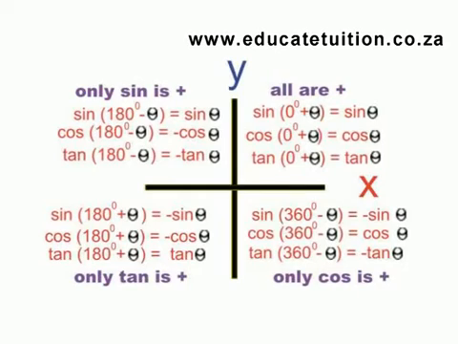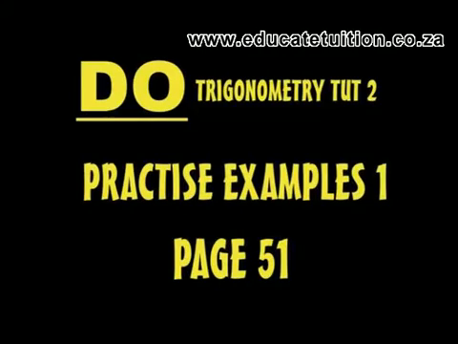Quadrant 4 reductions, that's between 270 degrees and 360 degrees. Sine of 360 degrees minus theta is equal to negative sine theta. Cos of 360 degrees minus theta is equal to positive cos theta. Tan of 360 degrees minus theta is equal to negative tan theta.